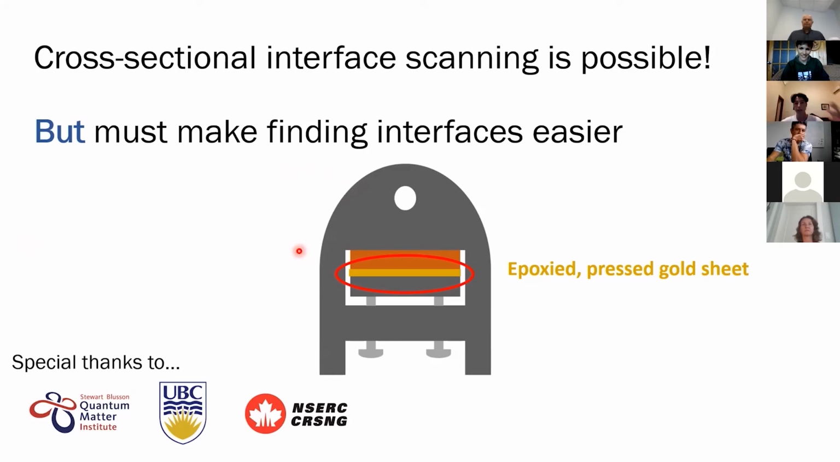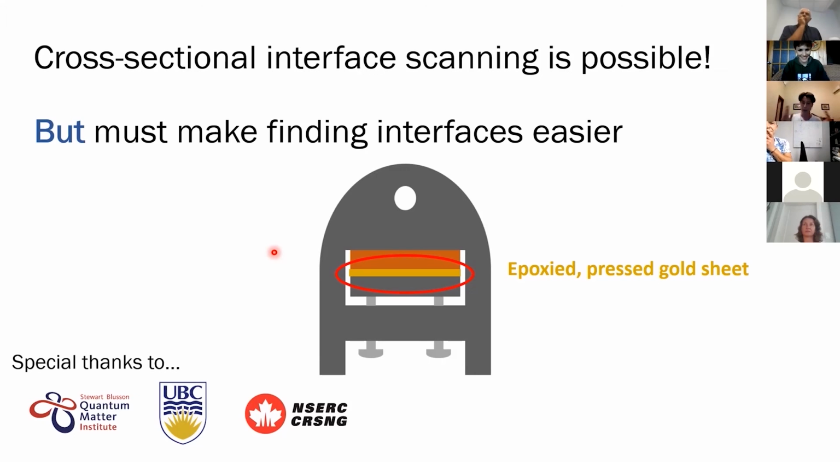So one idea that I came up with in discussion with the group was to actually get a gold sheet and epoxy it onto the sample holder chip, and then maybe press it so that it's flat with a hydraulic press, perhaps. And then this way, we can know when we're below the interface, because we can see that what we're scanning has different properties, because gold would hopefully at least have different properties than the substrate. And this would be a very easy way of telling when we're far below the interface.